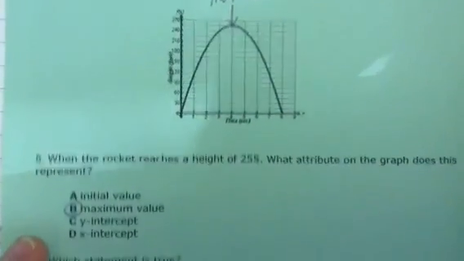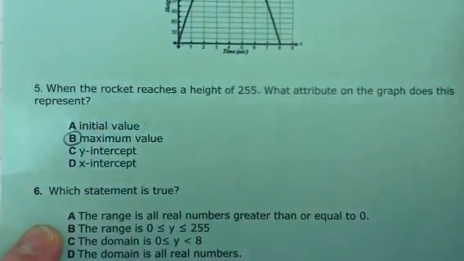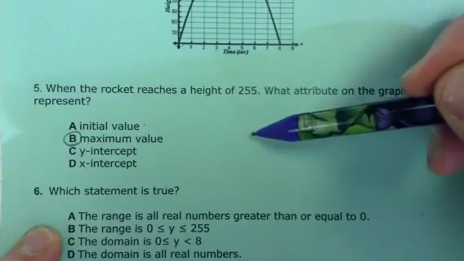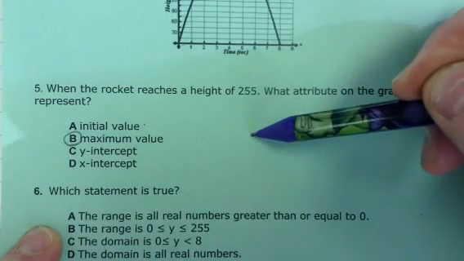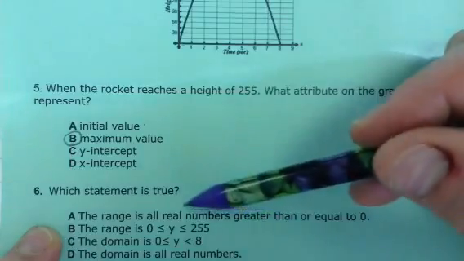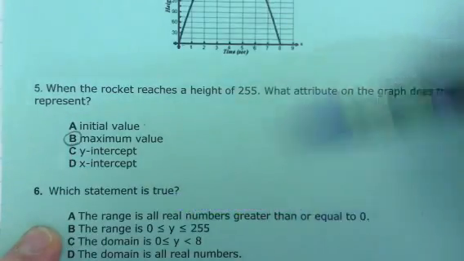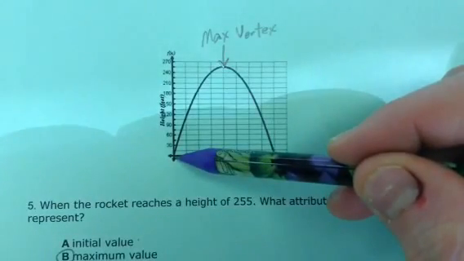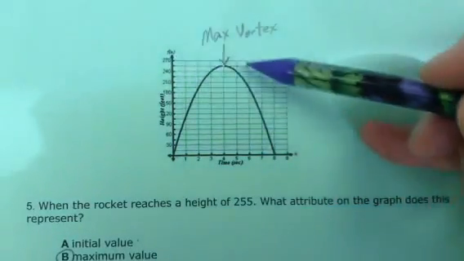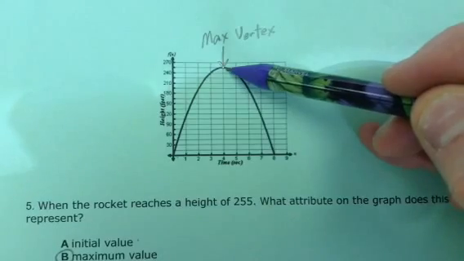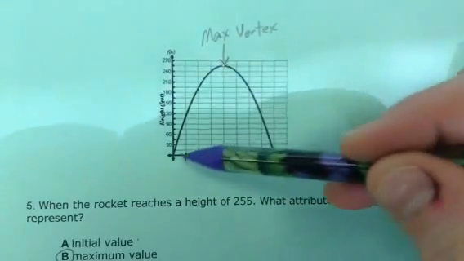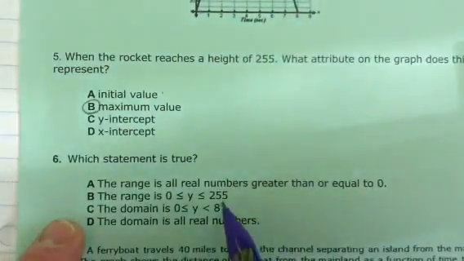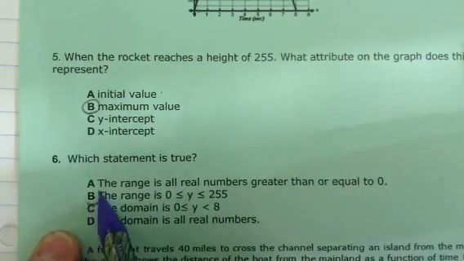Still looking at this picture, which statement is true? The range is all real numbers. Remember, range is the y values. All right, so if we're looking at the y values, the range is all real numbers greater than or equal to 0. So if we're looking on the y-axis, all numbers greater than or equal to 0, that means it goes up forever. Well, there's a maximum value here. So we have to look for a maximum and a minimum value because it starts down here at 0 and it maxes out at 255. Oh, looks like B is what we want.